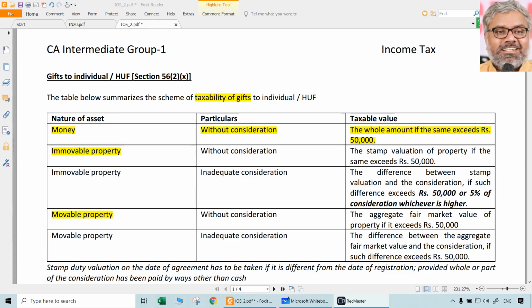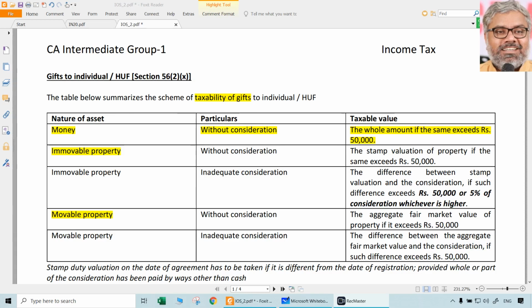But again, the point to be noted here is that this 50,000 is not per gift. Somebody cannot receive 50,000 from X, 50,000 from Y, 50,000 from A, not like that. This 50,000 is not per gift. This 50,000 is per annum for the assessee. So in aggregate for an assessee, if the total amount of gifts in the form of money that he has received during the year exceeds 50,000, automatically that becomes taxable. The entire amount becomes taxable.